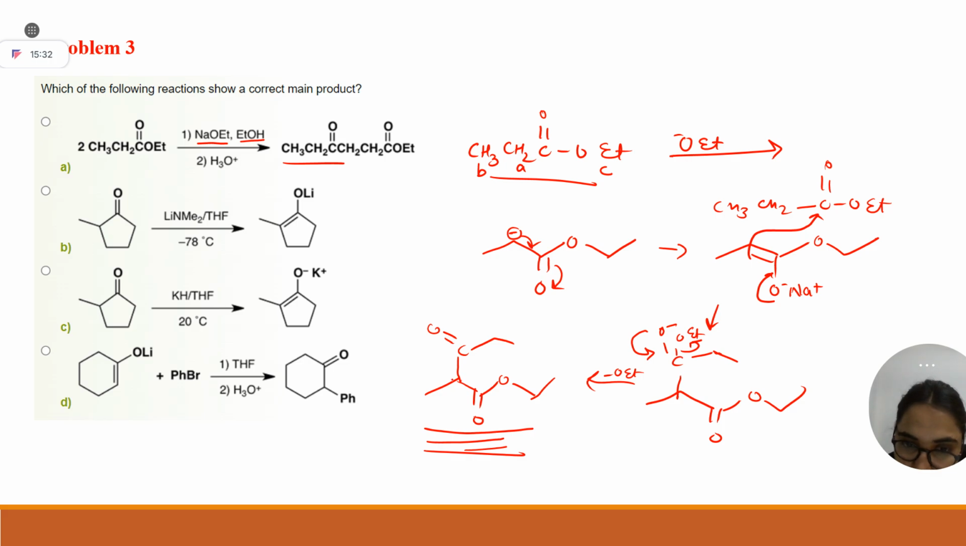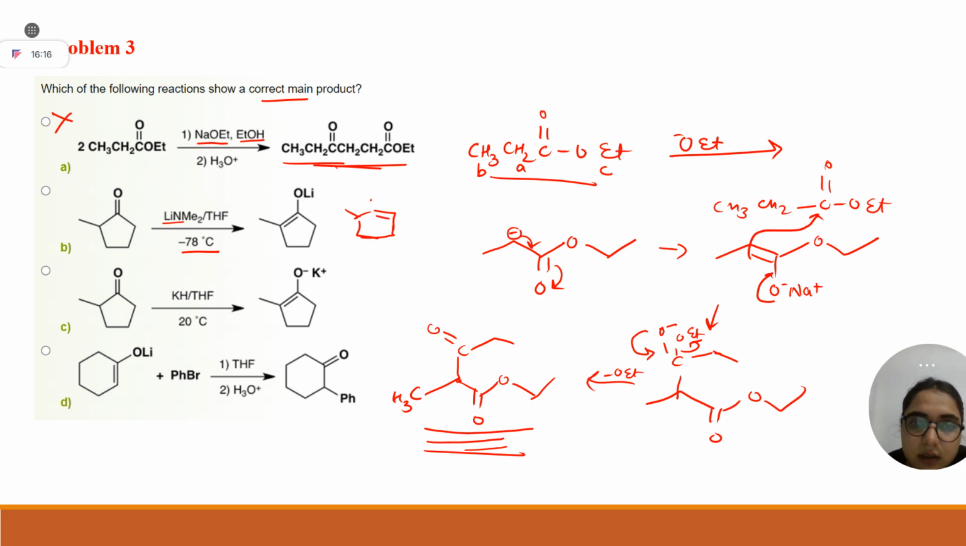In this product, this active methylene carbon has one CH3, but here no CH3 is there. So option number A: the question is asking for the correct main product, but this is not the correct main product. So option number A is wrong. Now let's come to option number B. Students, whenever you have lithium bases, these are quite bulky bases, and the base is bulky, temperature is low. Obviously, they are going to form kinetic product, but here they have formed thermodynamic enolate. Kinetic will be, I think I have told you this in the last class.